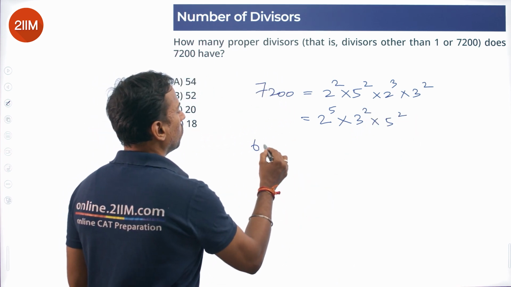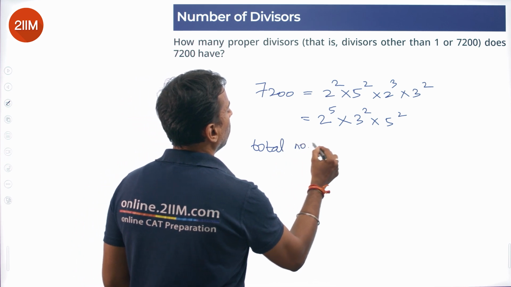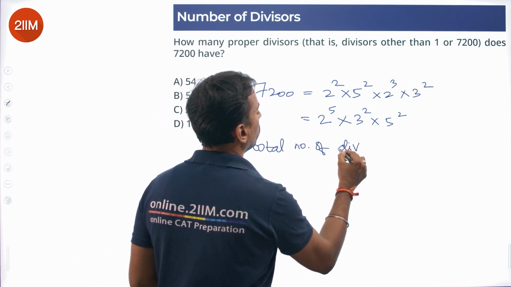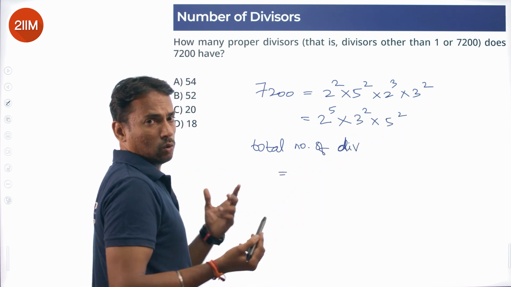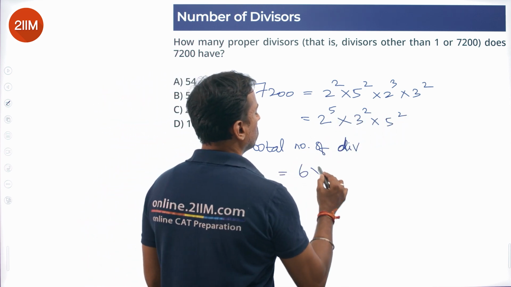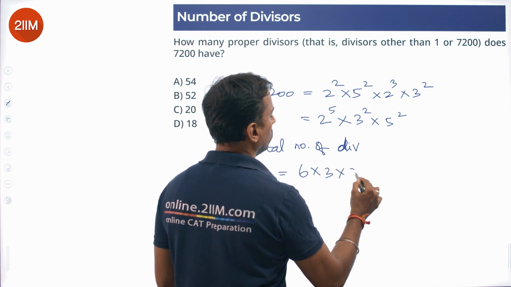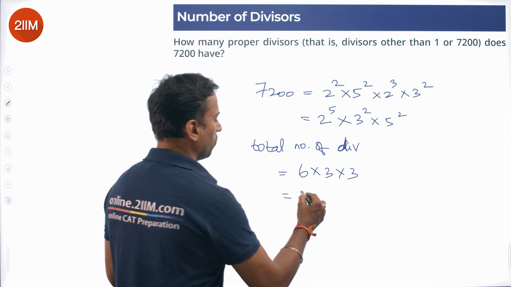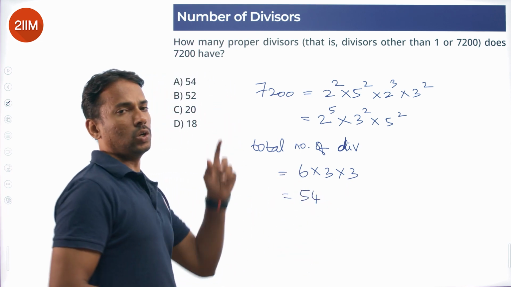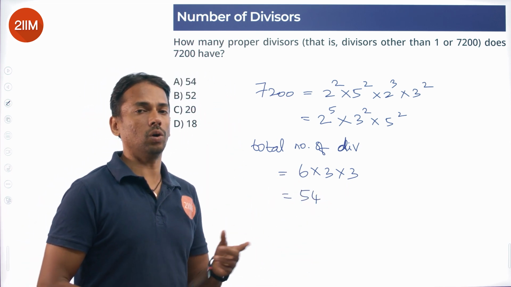Now total number of divisors. This is going to be equal to, add 1 to each power. It's a common well-known procedure. 5 plus 1 is 6, 2 plus 1 is 3, 2 plus 1 is 3. So 6 into 3 into 3 will be 9 6s are 54. So 7200 will have 54 divisors in total.